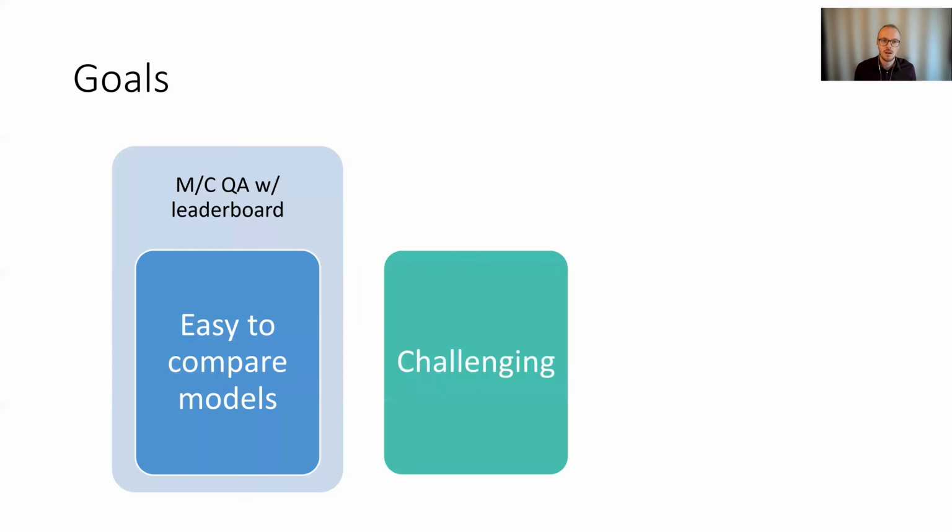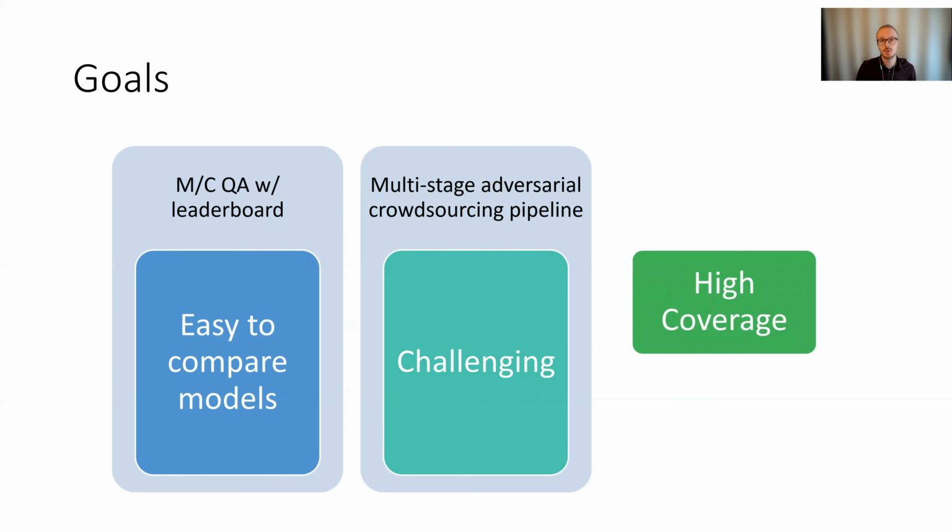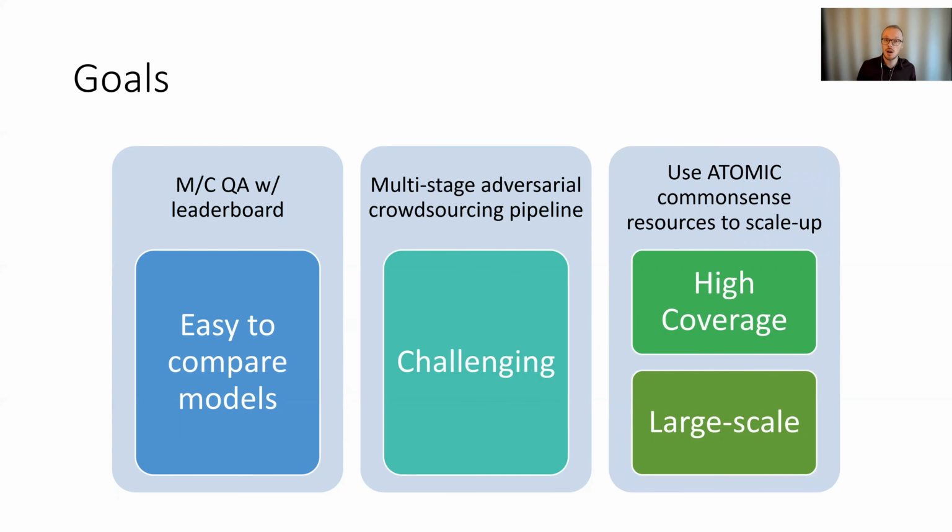We also want our benchmark to be challenging. And so for this, we're going to make sure that we use a multi-stage adversarial crowdsourcing pipeline so that our benchmark is not trivially solved by, for example, relying on annotation artifacts. And then finally, because we are trying to measure broadly social common sense reasoning abilities, we want this to cover all types of situations. So we want it to be high coverage and also large scale so that we can train our models on it. And so for this, we're going to use the ATOMIC common sense resource to scale up the type of knowledge that we have.